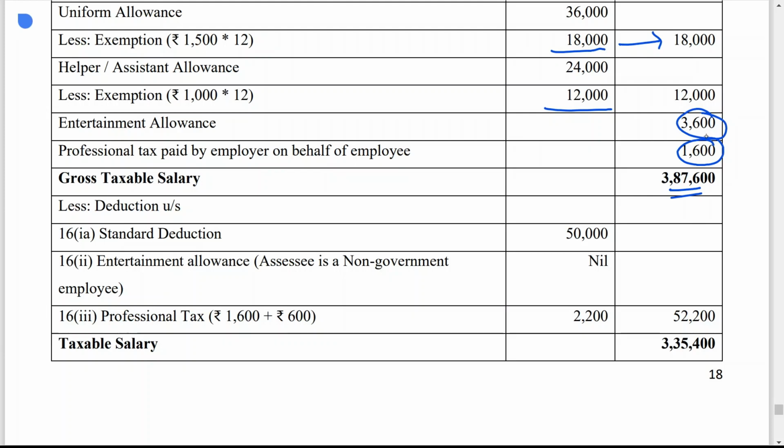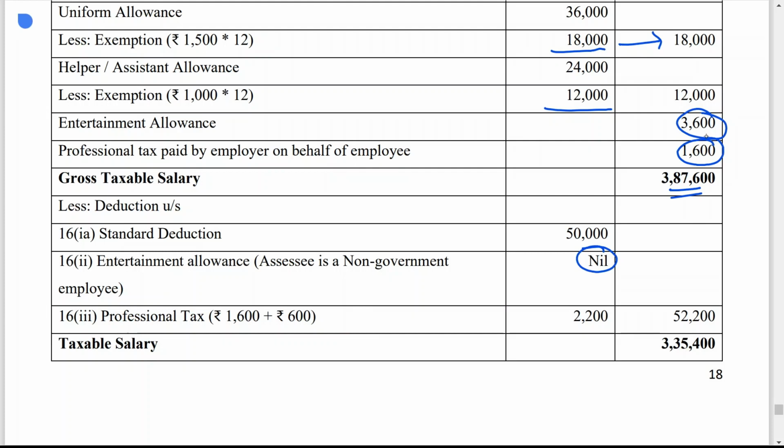Then next one, entertainment allowance. The assessee is a non-government employee. In that case, entertainment allowance deduction is not available. So that is why nil is written here. If it is a government employee, then you have to make the calculation. You have to find out three answers.